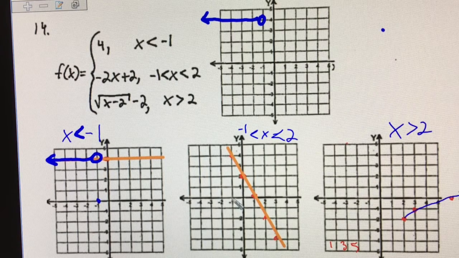For this one, I go to negative 1. Nothing there. I go up to the graph, circle it. No line underneath, I leave it open. I go to x value 2. Nothing there. I go down to the graph, I circle it. No bar underneath, so I leave it open. X is between the two numbers, so I connect the dots between the two numbers.